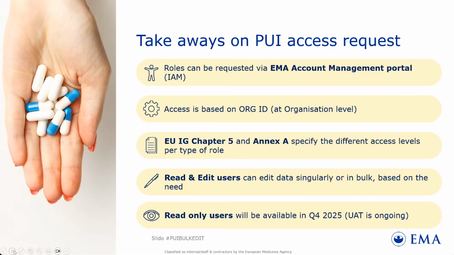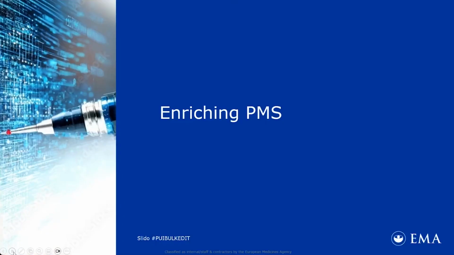Then read and edit users, as I mentioned, can now have access to edit information either singularly or in bulk. It's definitely based on what you need and how many products you have to update. And of course, the read-only users will also be available. I mentioned Q4 because I'm waiting for the positive UAT to be run externally. We're setting up the accounts now, so I really hope by the end of October we can finally release it fully functional. And this is the access management.